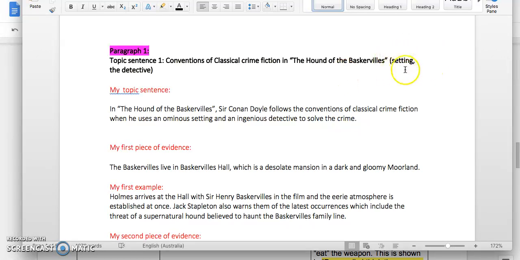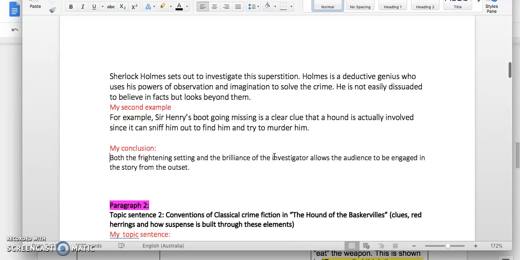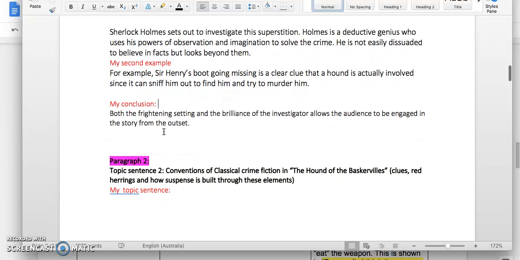I wanted to talk about setting and the detective, and here's what I've said. So I know that in classical crime fiction, we're relying on the brilliance of the investigator and on perhaps that frightening setting, that desolate place that acts as the perfect place in which a murder will happen.